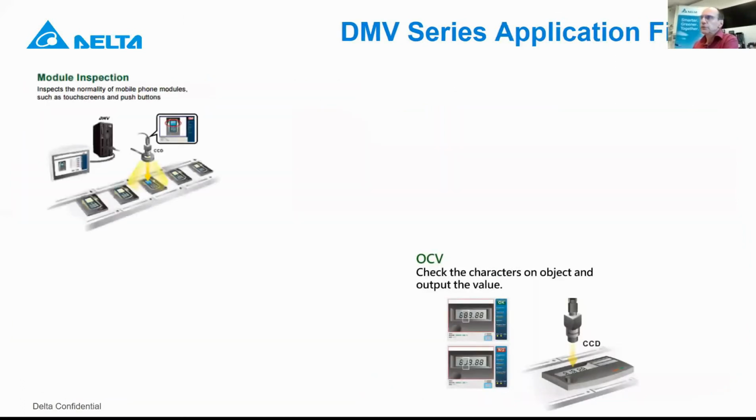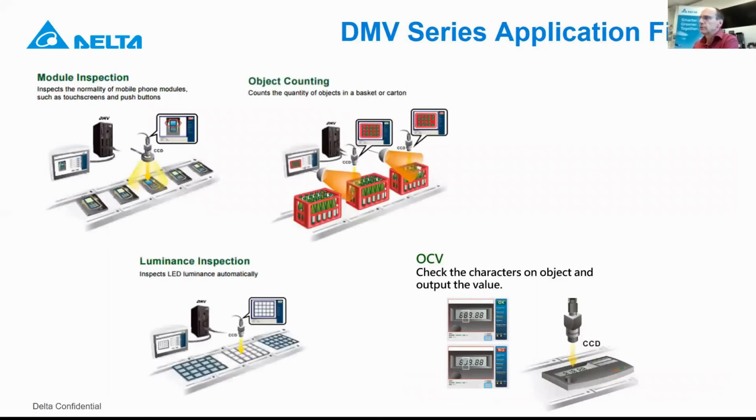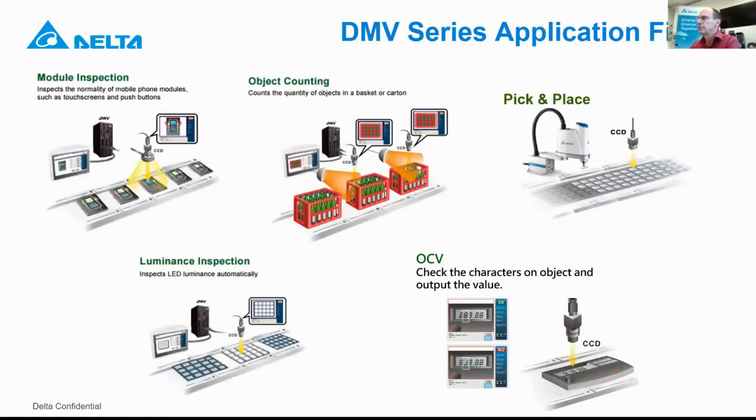Where can you use it? Of course, there are a lot of different kinds of application fields. Here are some mentioned. Counting, of course, bottles, caps of bottles in a crate. Pick and place with a robot. Illumination inspection, character inspection of an LCD screen, you name it, and you can do it. Depending on what you want to do, you have to choose, of course, the lens, the lighting, the camera and the controller.